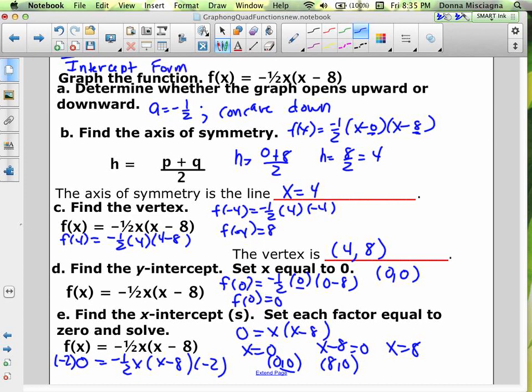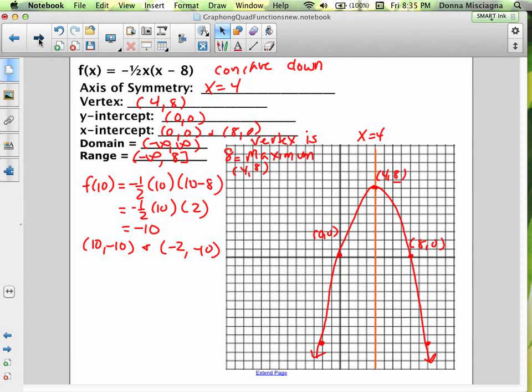Intercept form, all right? So this one is intercept form. All right, so it's all factored out like this, it's intercept form. And so this one, our last one here, is going to be standard form.